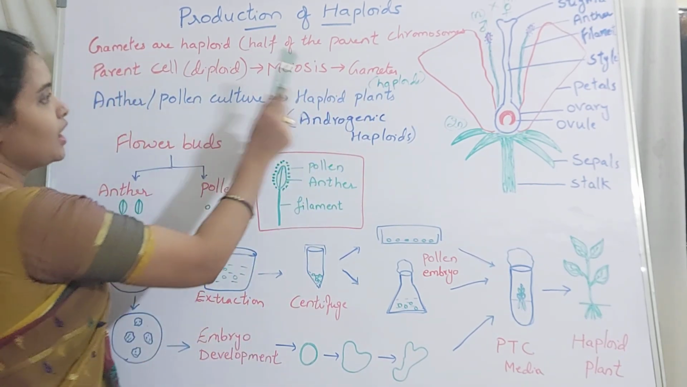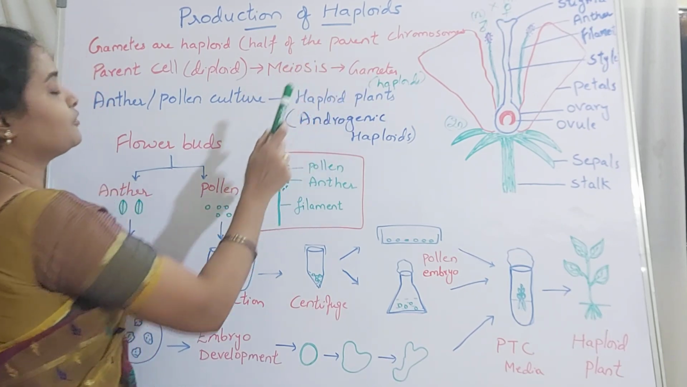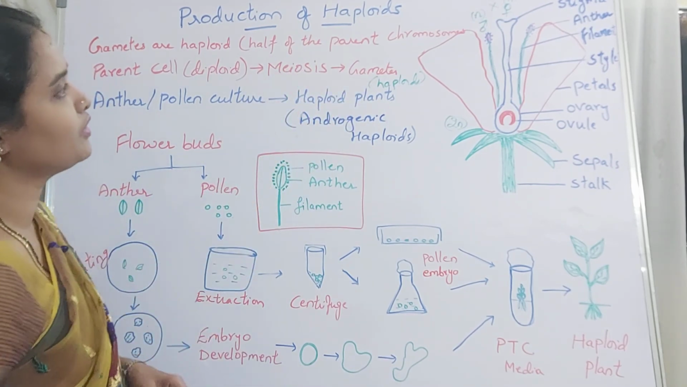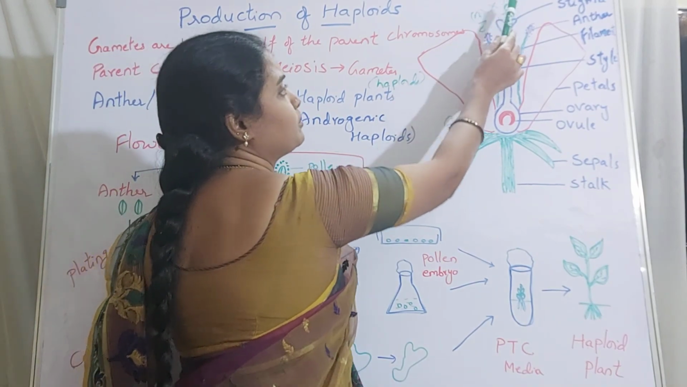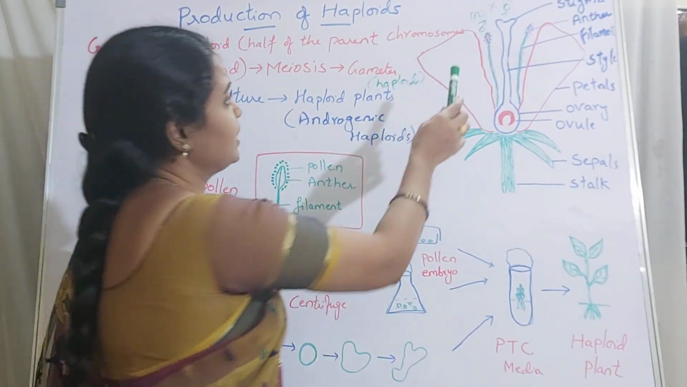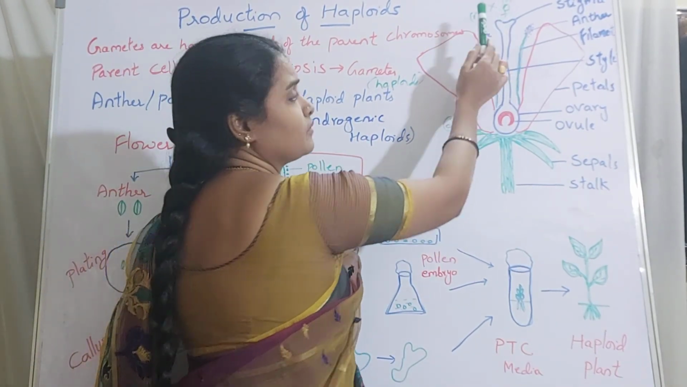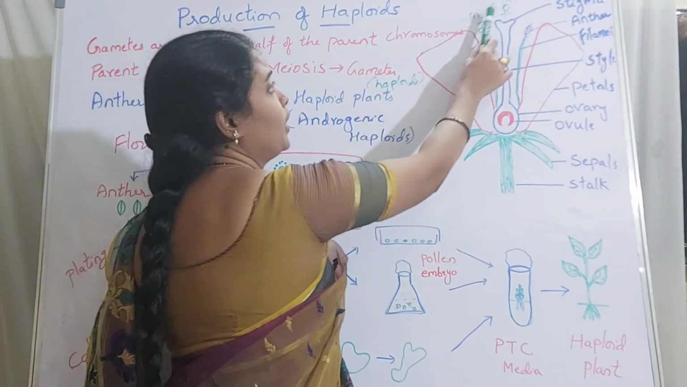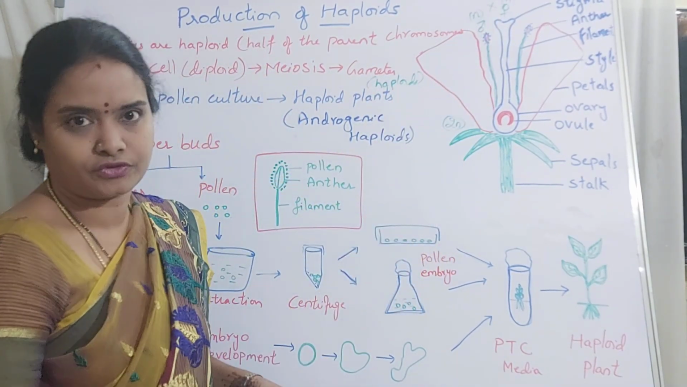That means half of the chromosomes are inherited from one parent and the other half are inherited from the other parent. So the child or the progeny will have what? The diploid number, that is 2n number of chromosomes, right?